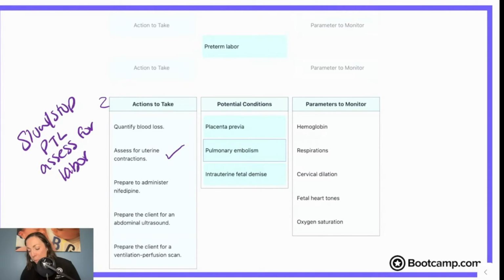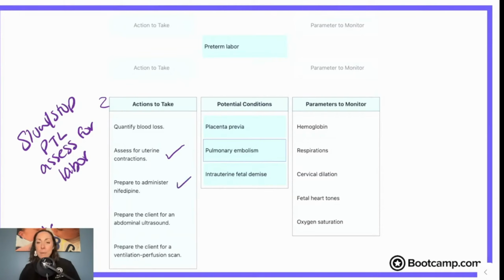Our next one is prepare to administer nifedipine. What do y'all know about nifedipine? More importantly, what is nifedipine in the OB world when you're in preterm labor? So nifedipine is a blood pressure med, right? We give it as an antihypertensive. But if you are in labor, it's what's called a tocolytic. And tocolytics are going to slow or stop uterine contractions, right? So that is going to help us stop or delay this preterm labor.